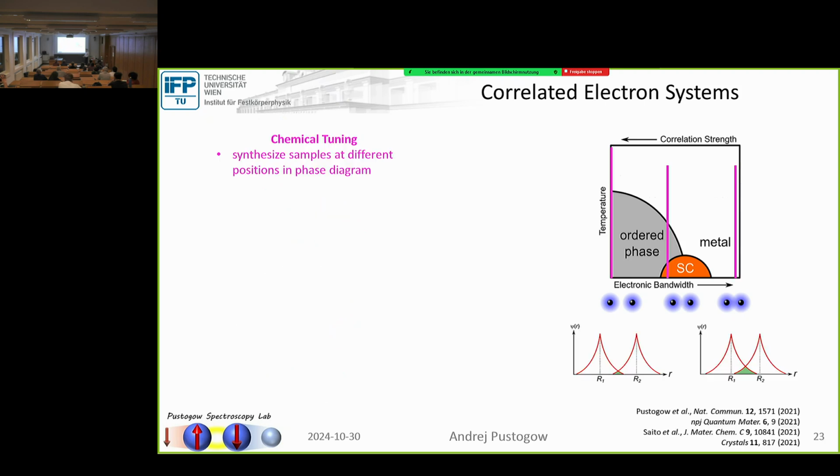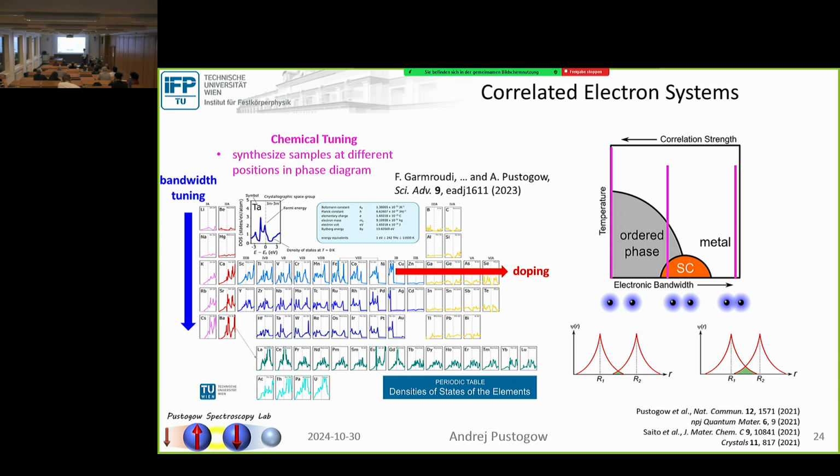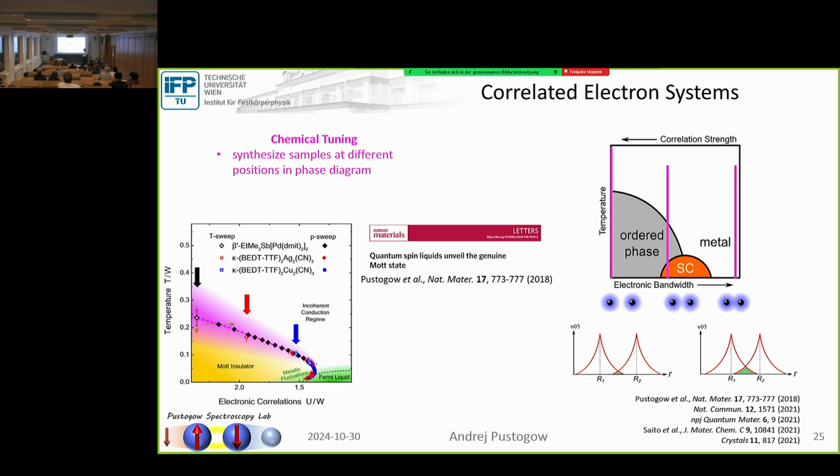And we do this typically by synthesizing materials in different parts of the phase diagram. We can synthesize one material here, one here, one here. So this I will call chemical tuning. And the common way to do this is, for instance, bandwidth tuning. We substitute particular atoms by bigger or smaller ones, and therefore we tune the distance. Another way to tune them is by doping, by having atoms with more or less charge carriers than the one that we are substituting. And as a result, we can study this phase diagram by different materials.